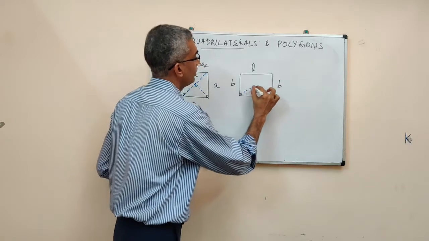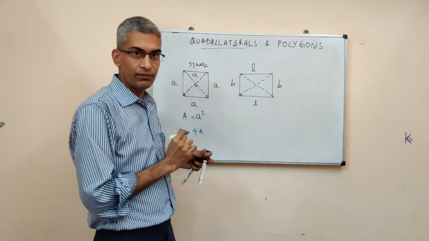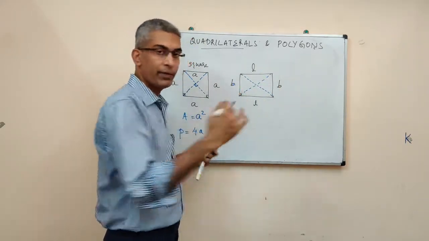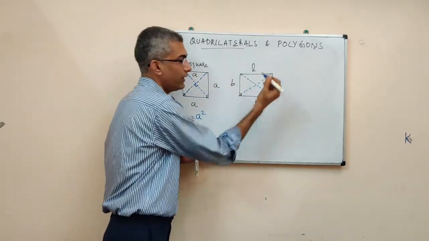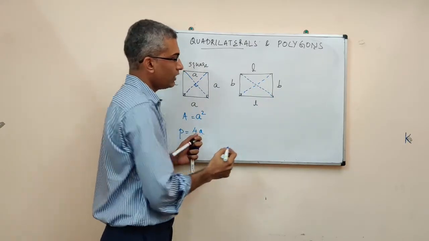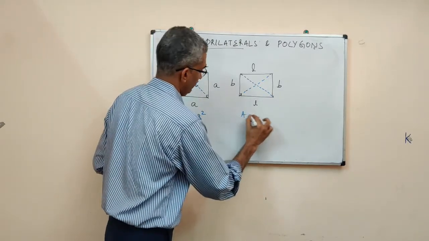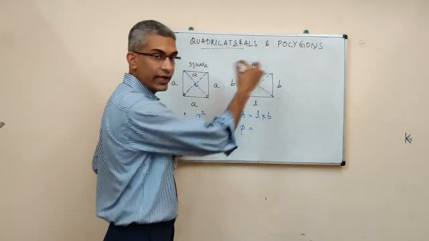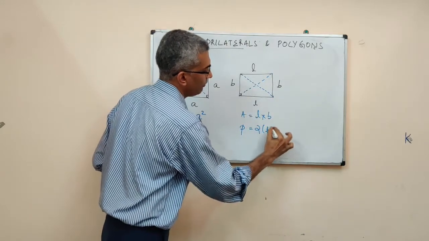The diagonals bisect each other. Bisect means it cuts into 2 equal parts, but they are not perpendicular bisectors as in a square. In a square it is a perpendicular bisector, whereas in a rectangle it will not be a perpendicular bisector. If you want to find the area of a rectangle, we find area as length into breadth. Perimeter will be the sum of the lengths and breadths, 2 times (length plus breadth).